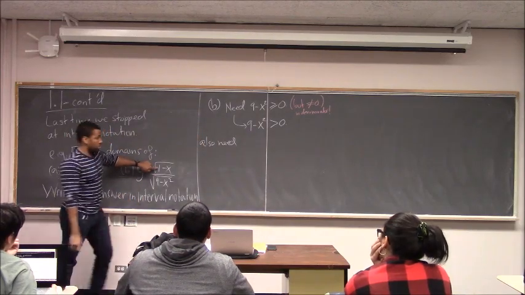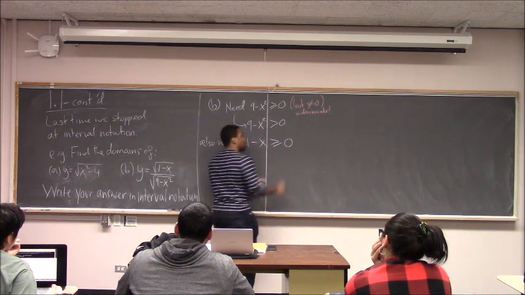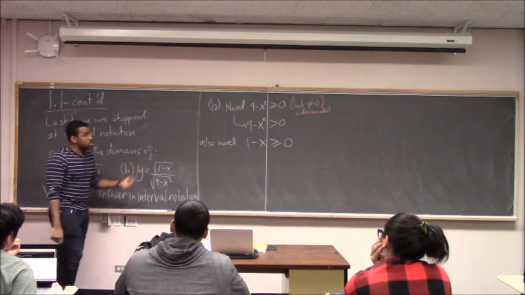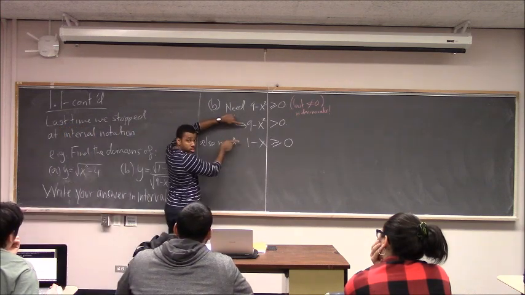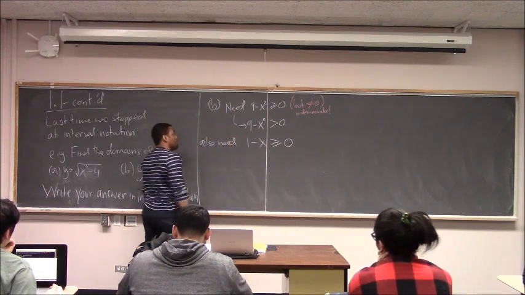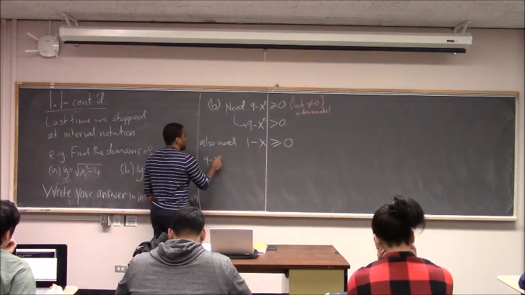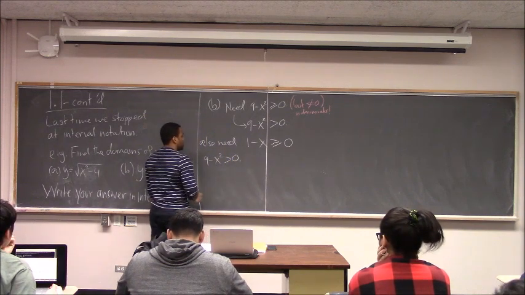So you also need 1 minus x to be greater than or equal to 0. It's fine being 0 in the top, right? It's not fine being 0 in the bottom. So you actually have 2 requirements for this particular function. Okay, so let's deal with one at a time. If you have 9 minus x squared greater than 0, what's going to be the solution there?